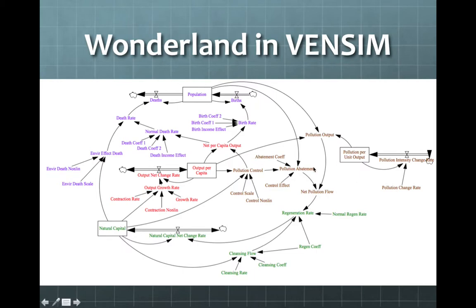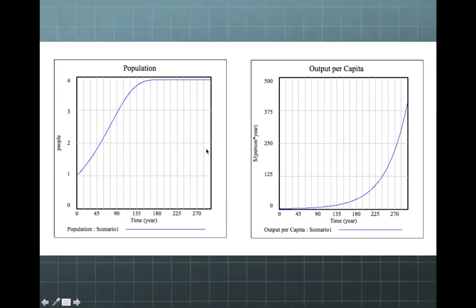So as a VENSIM implementation, we can look at some results when you run the model, and we'll do that in a separate video as well. A base case scenario, scenario 1, has population over time. This is a model that runs for 300 years.